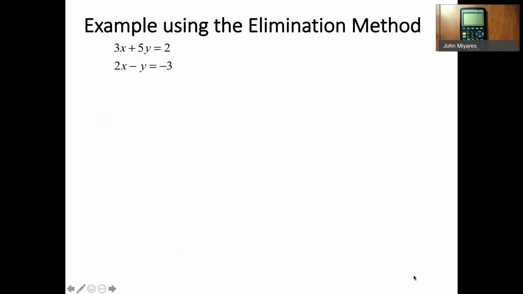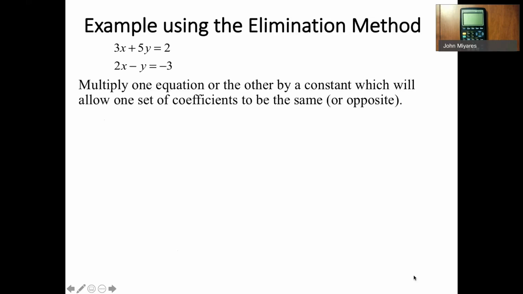But what I want to do here is multiply one equation or the other, or sometimes when we're doing this process, we may need to multiply both equations by some constant that will allow one set of coefficients to be the same as each other or the opposites of each other, so that when we combine the two equations together, one of the variables is going to fall out.